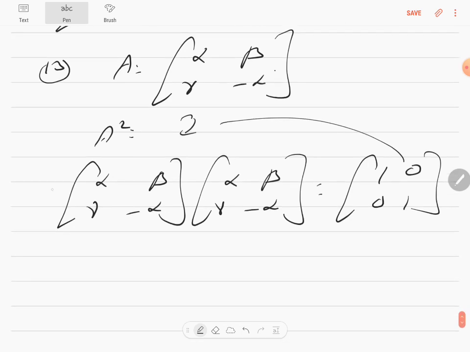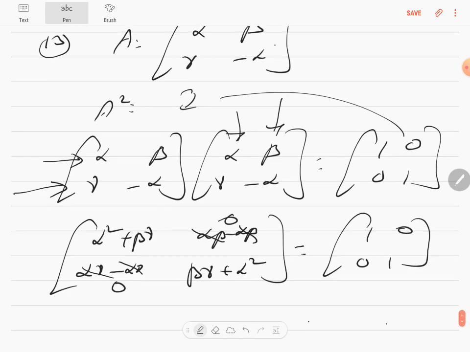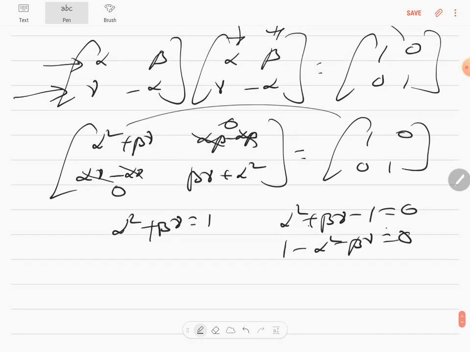So therefore you write first row, first column multiplication: alpha square plus beta gamma. First row, second column: alpha beta minus alpha beta, which will be 0. Second row, first column: alpha gamma minus alpha gamma, which will be 0. Second row, second column: beta gamma plus alpha square is equal to 1, 0, 0, 1. So equating those elements, alpha square plus beta gamma is equal to 1. Therefore alpha square plus beta gamma minus 1 is equal to 0, or 1 minus alpha square minus beta gamma is equal to 0. Choose the right answer. I think C is the right answer.